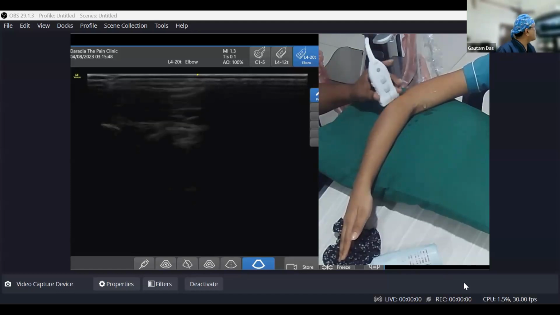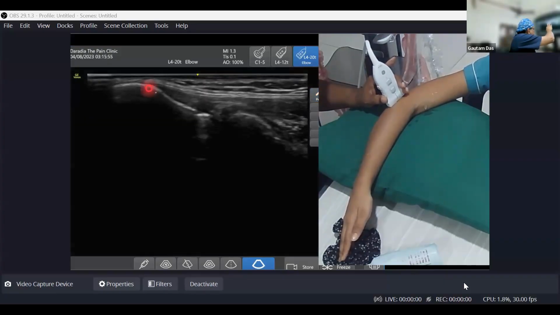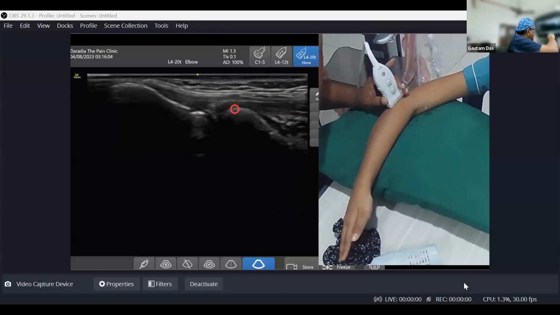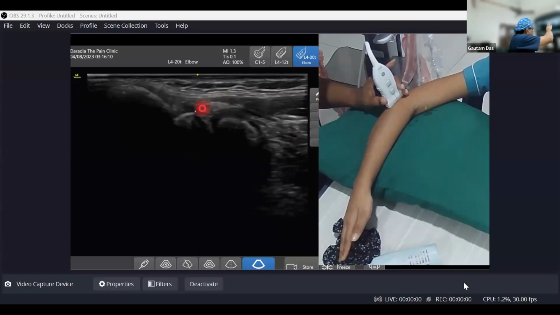So if I am holding the probe here, the upper part is the common extensor tendon. So this is your common extensor tendon. And the lower part here, this hyperechoic area is basically intermingling with the lateral collateral ligament and the annular ligament. So these are hyperechoic structures above the joint. So this ligament comes from here.